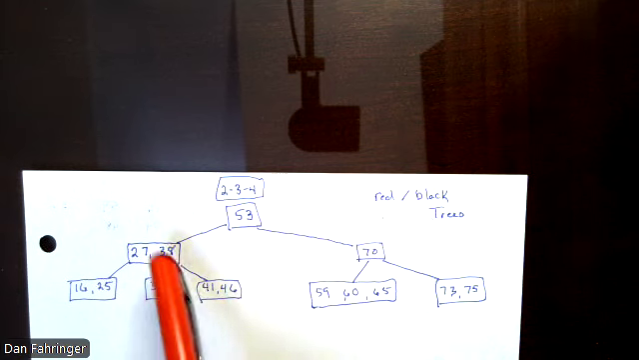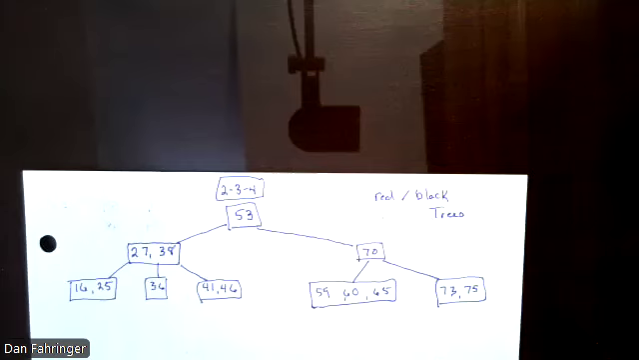I'm seeing three levels. So from what we said on the last page, every path from root to leaf is probably going to have, well, not probably, it will have two blacks. It will have two blacks. 27 and 38 are connected by red, 16, 25 red.